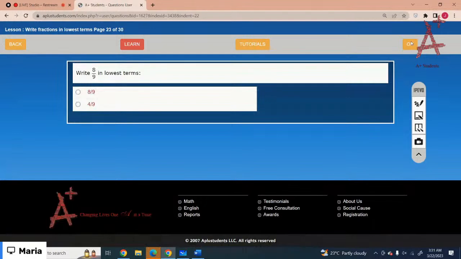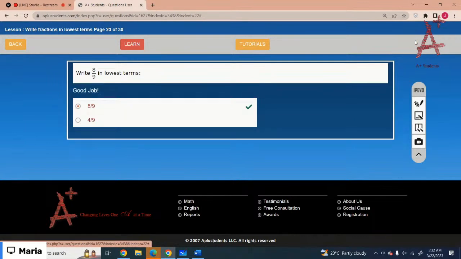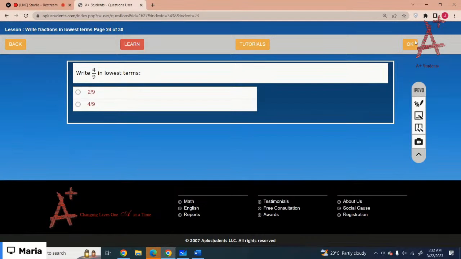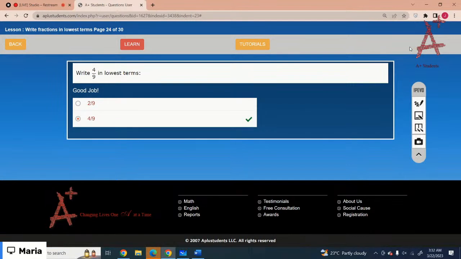Write 8 by 9 in the lowest terms, which is the correct option. Yes, it is 8 over 9. It is already in the lowest form. Got it? Write 4 by 9 in the lowest term. That is 4 over 9. Got it? It is already in the lowest form. 4 by 9 is the correct option.